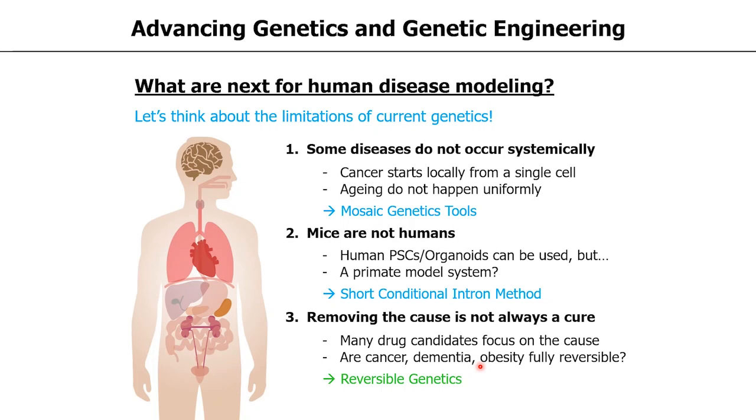I don't think so. So I started thinking that the current genetic method that we are using in the mouse doesn't allow us to test what if we restore the gene function after performing knockout. So I think that we need to have reversible genetics tools so that we can also test the reversibility of the phenotype, and when is still the time window that we can cure a certain disease. So these are the three thoughts that I have, and today I'm going to touch on number one and number two.